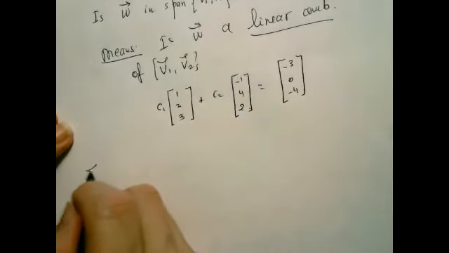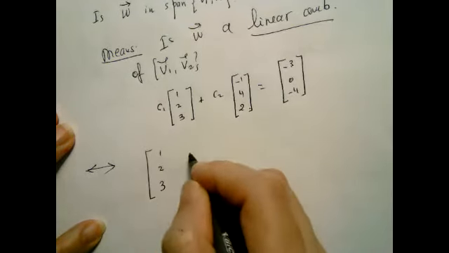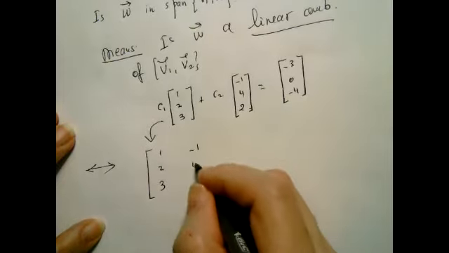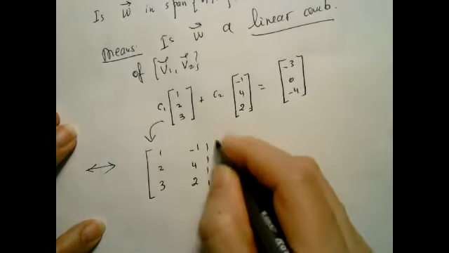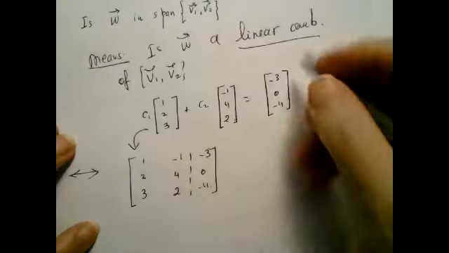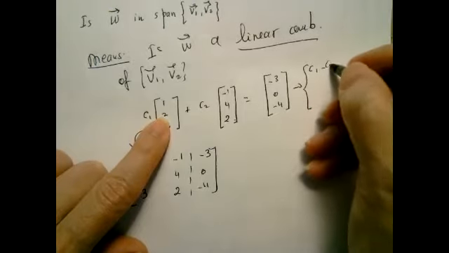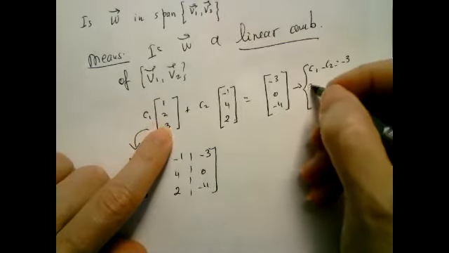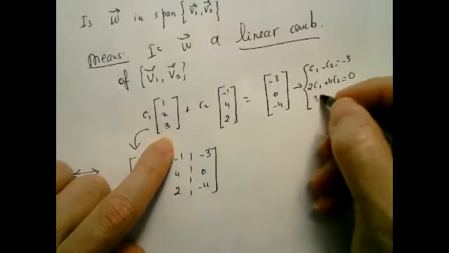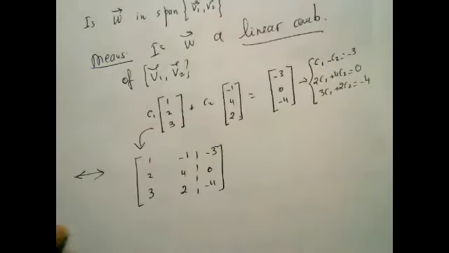To be able to do that, as we've been doing several times, it means we have to solve a system. This is really equivalent to solving the system where this is the augmented matrix. Make sure you understand how you get from here to here, don't memorize. If we add those vectors, this will give me the following system: C1 minus C2 equals minus 3, and 2C1 plus 4C2 equals 0, and 3C1 plus 2C2 equals minus 4. So it's really this system that I am solving.